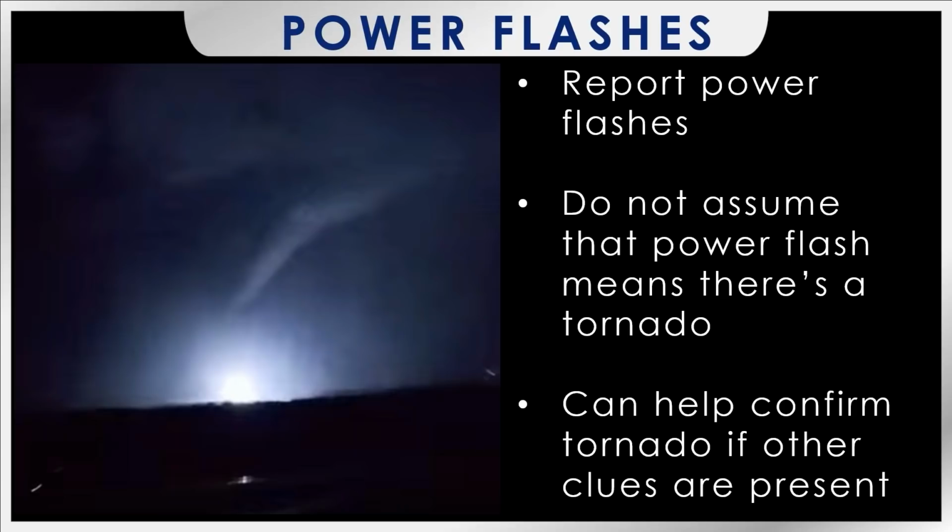It can definitely help us confirm if the environment is good for tornadoes. If we're hearing all these reports of rotation, and then all of a sudden we start to hear about power flashes near where this rotation is located, it's very helpful at further confirming that there's a tornado present. But just don't immediately assume that a power flash means that there's a tornado.